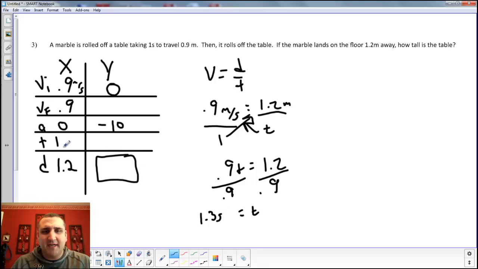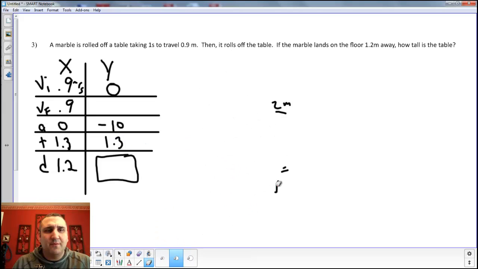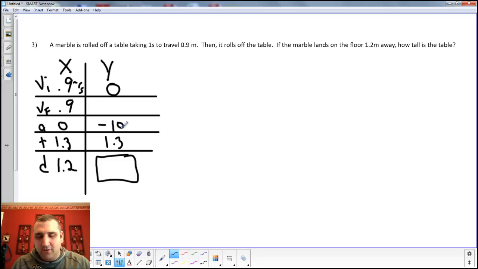1.3. Now that we have that, we can backtrack. If you need stuff, pause, and then you can go back and write stuff down and hit play again. But now that we've got the time, we can figure out how far it fell in 1.3 seconds, and you're going to see this is going to be a very tall table.